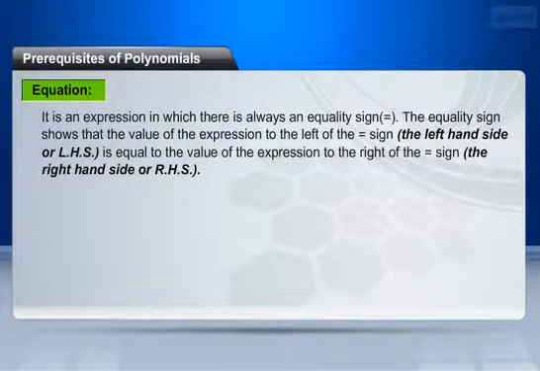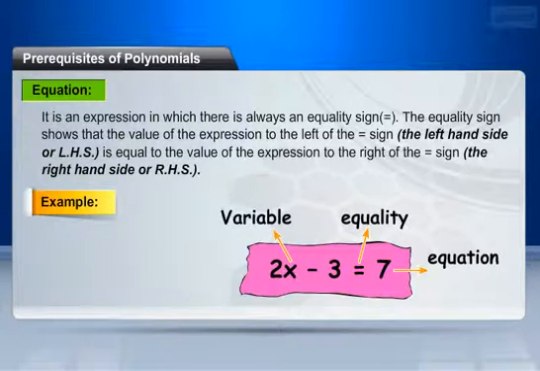Now we shall see what an equation is. It is an expression in which there is always an equality sign, that is, equals. The equality sign shows that the value of the expression to the left side of the equal sign, that is, the left-hand side, is equal to the value of the expression to the right side of the equal sign, that is, the right-hand side.